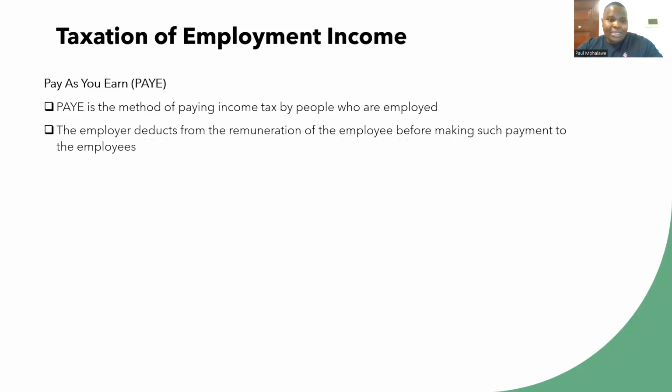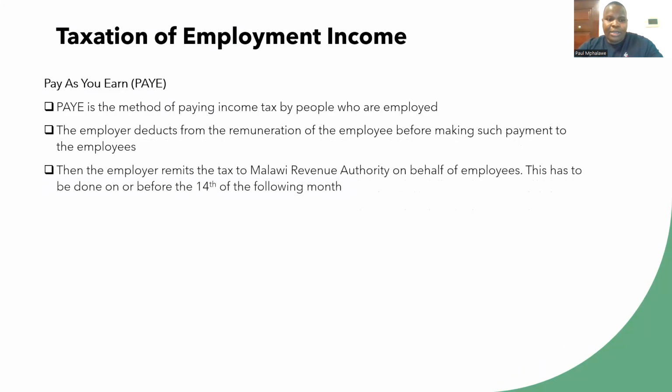And that tax is paid to the government through Malawi Revenue Authority. Then the employer remits that tax to MRA, as we're saying, on behalf of employees. This is done basically on the 14th day of the following month. Okay, so we're in the month of October. So salaries for October, the employer has to deduct PAYE, and that one is due on or before November 14th.